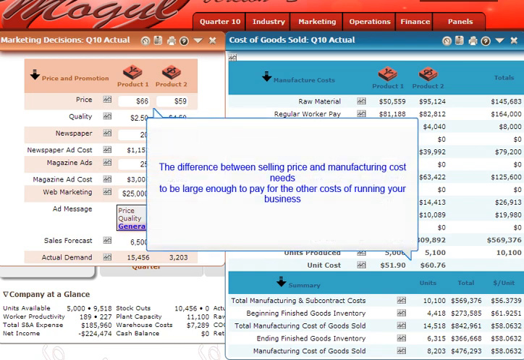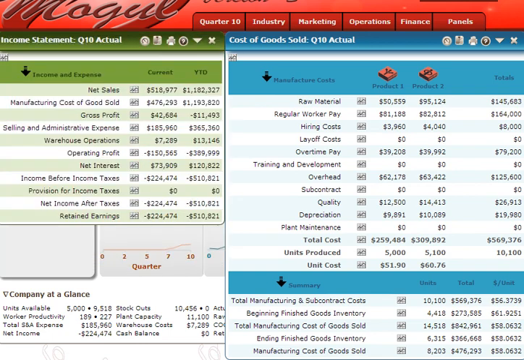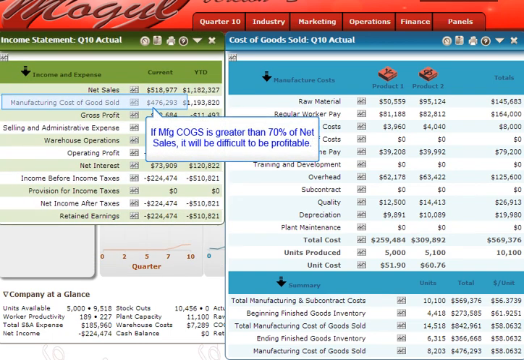But if the difference between your price versus cost per unit is only a few dollars, you will have a hard time being profitable. Why? Because you need to generate enough excess funds after paying your manufacturing cost to be able to cover the other costs of running your business, such as marketing and warehouse expenses. So if your cost of making your products is too high, what is the cause? Knowing this will allow you to take corrective action.